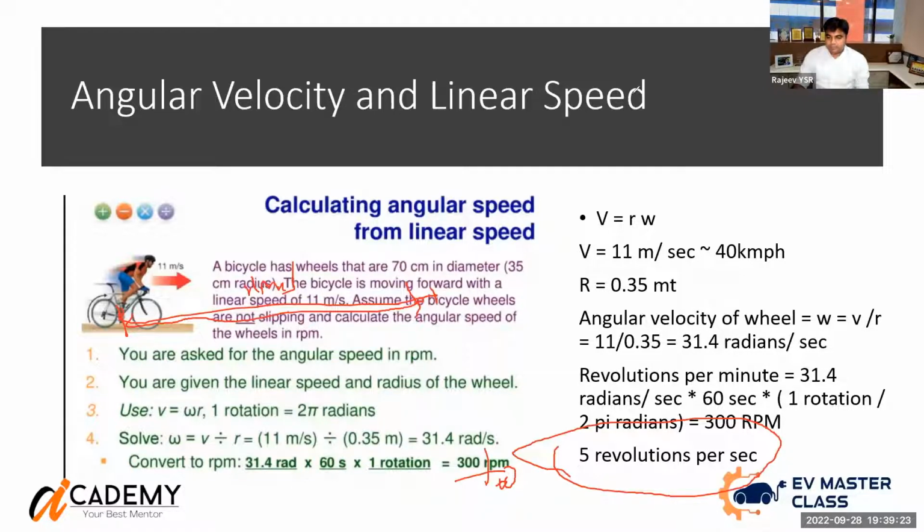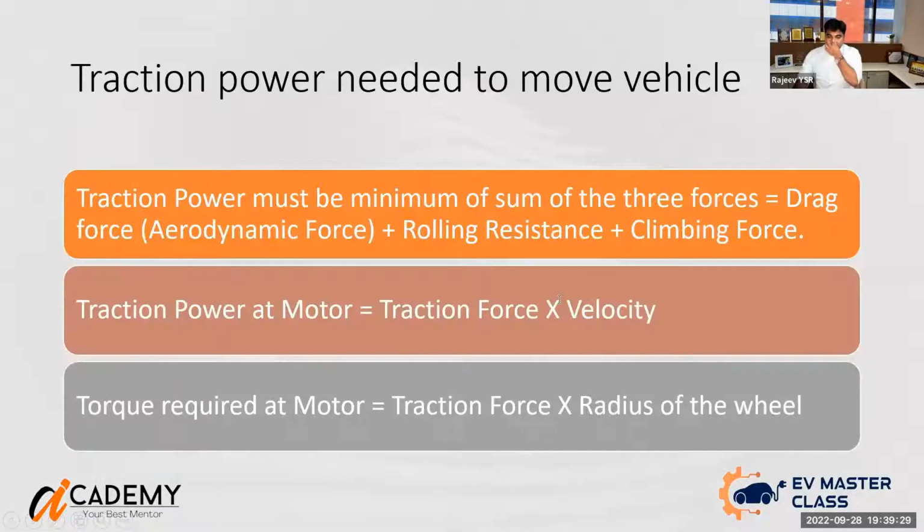Perfect. So we have almost come towards the end of it. I will be giving you an assignment. So let's continue this way. This is very important. Now we are almost summarizing. Traction power must be the minimum sum of the three forces. What is that minimum sum? Drag force, rolling force, climbing force.